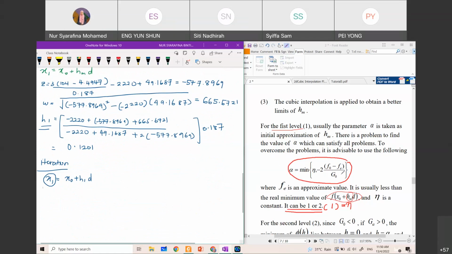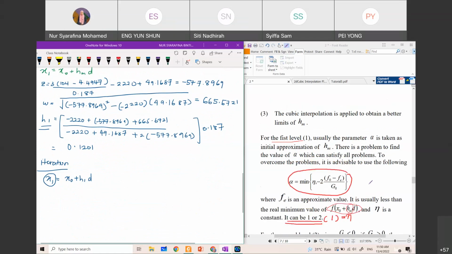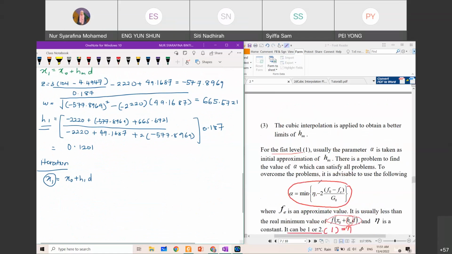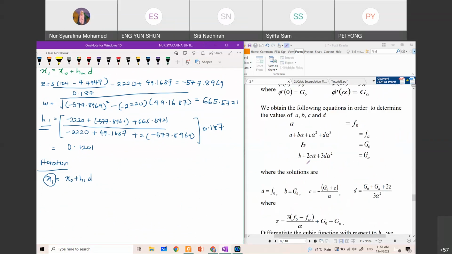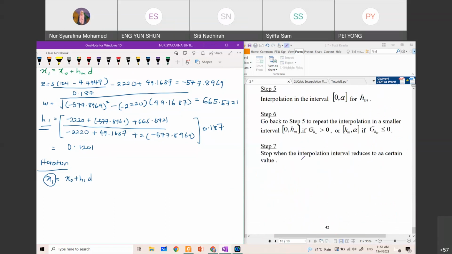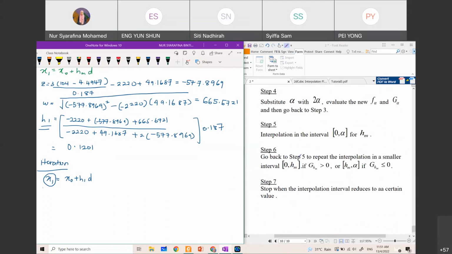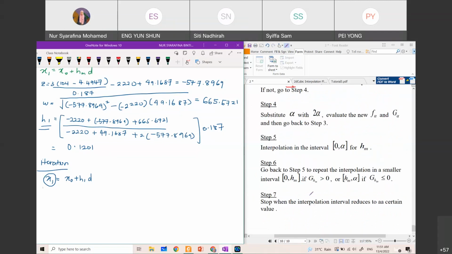Proceed with the same process again until when? Until the interpolation interval is less than epsilon. We have identified HM, then go back to step 5 to repeat the interpolation in a smaller interval if GHM is greater than 0. But if not, proceed and stop when the interpolation interval is reduced to a certain value, which is epsilon. Okay, so let's proceed.